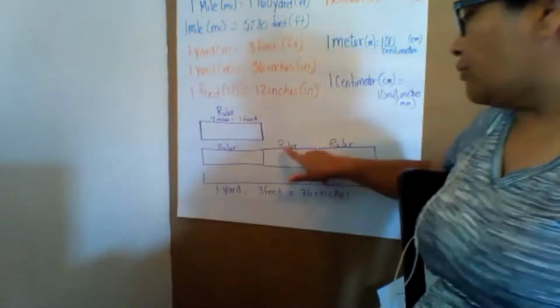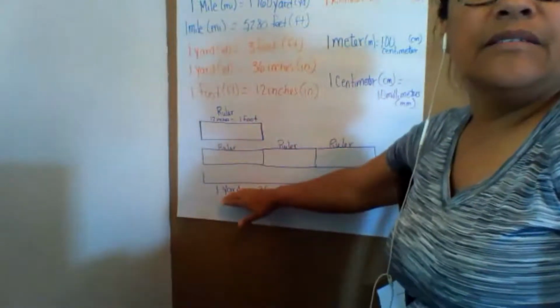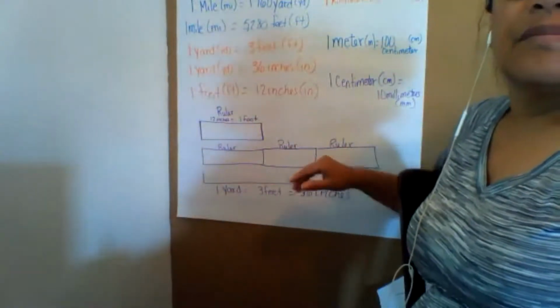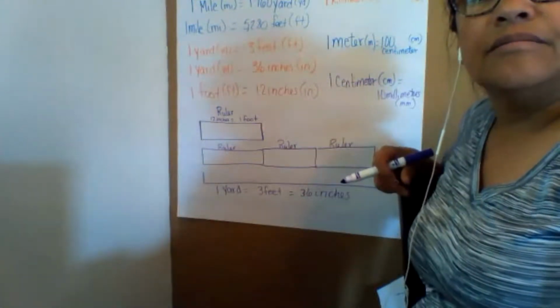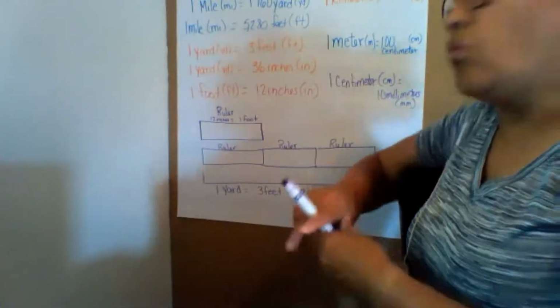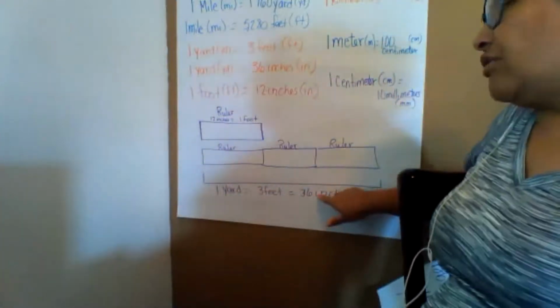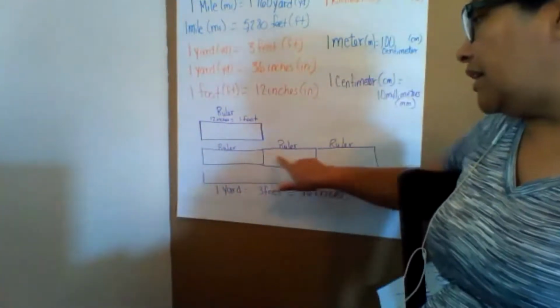But then if I have 3 rulers, what does that give me? When we put 3 rulers together, what does it make? 1 yard, which is 36 inches. 3 feet equals 1 yard.